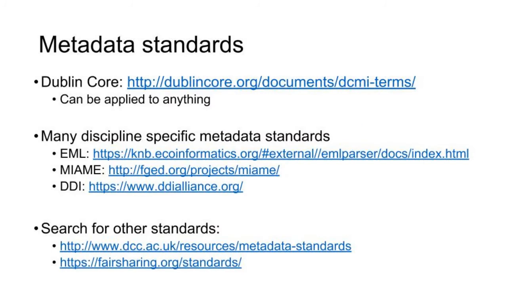If you want your data to be integrated with other similar data, it's useful to use metadata standards. Dublin Core is a generic metadata standard that covers the elements listed on the last slide. Many disciplines have field-specific metadata standards, like EML for ecology, MIAME for microarray experiments, or the DDI for social science data. If you're not sure what the common metadata standard is for your field, you can use the Digital Curation Center or FAIR sharing to find metadata standards.